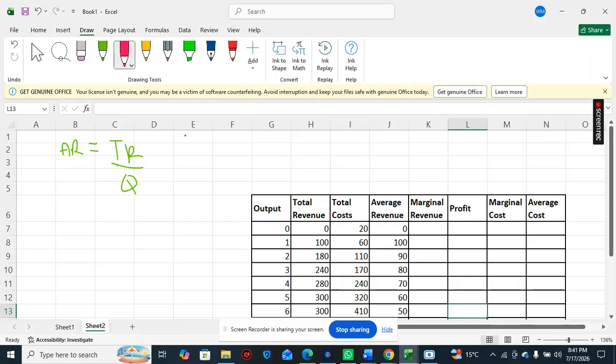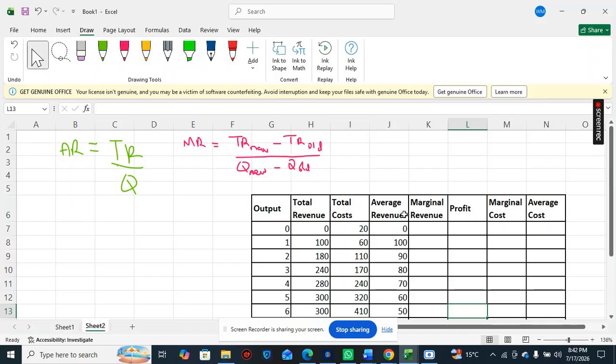Next, we need to get our marginal revenue. Remember marginal revenue is the change in total revenue, so you say TR new minus TR old, the new revenue minus the old revenue, divided by the new quantity minus the old quantity. So that's the formula for marginal revenue: change in total revenue over change in quantity.